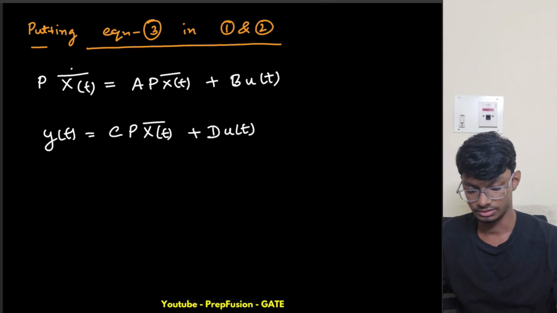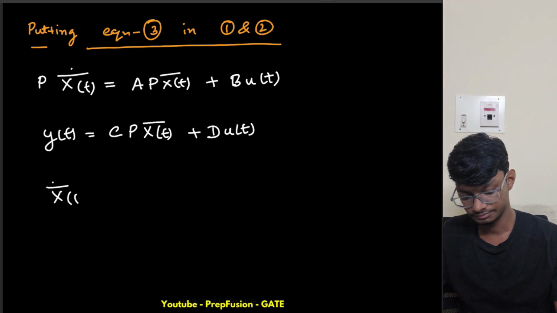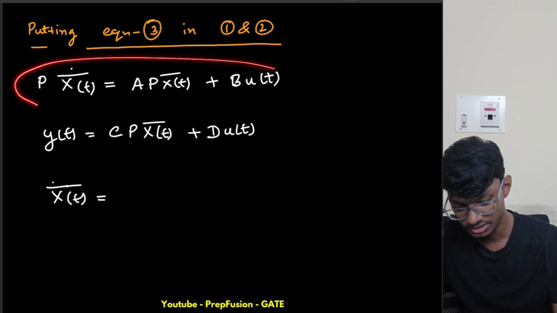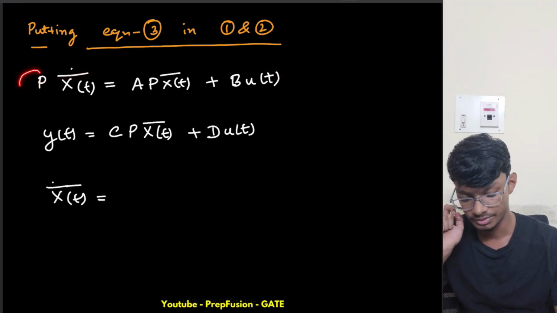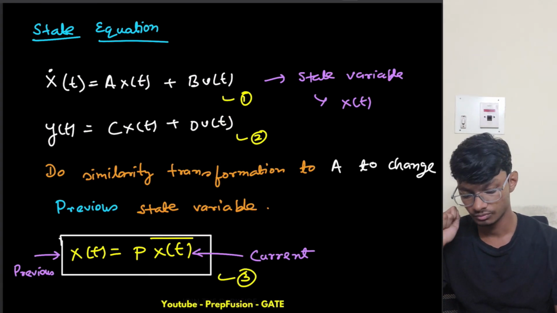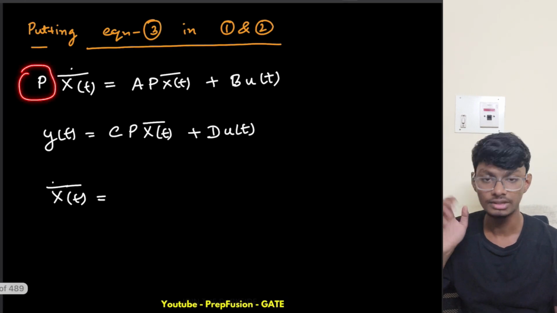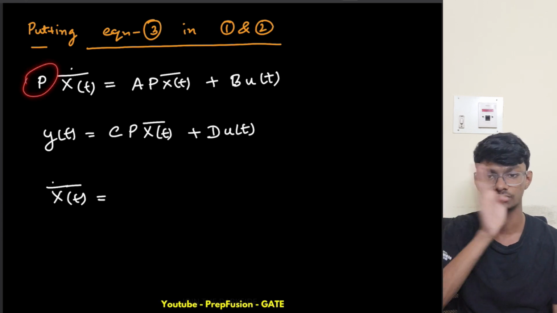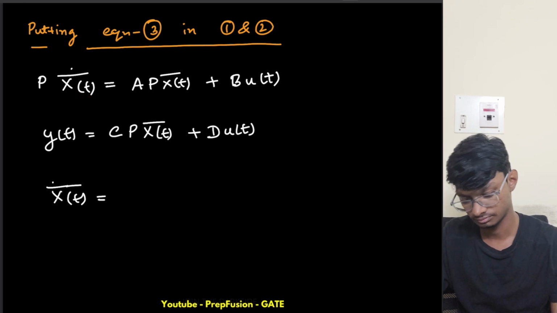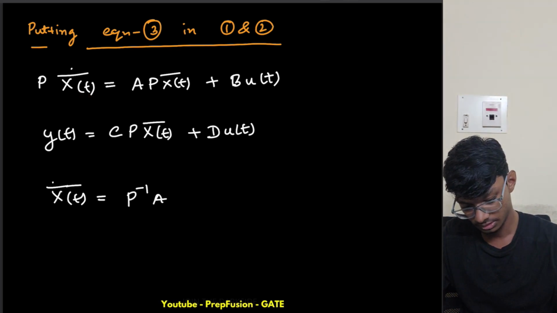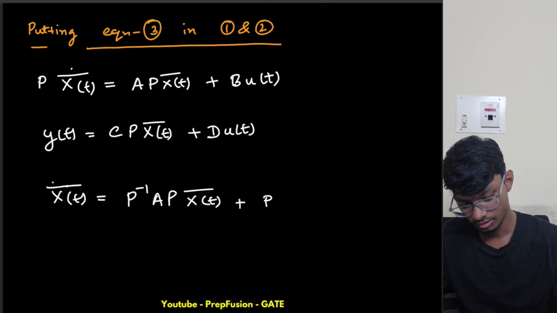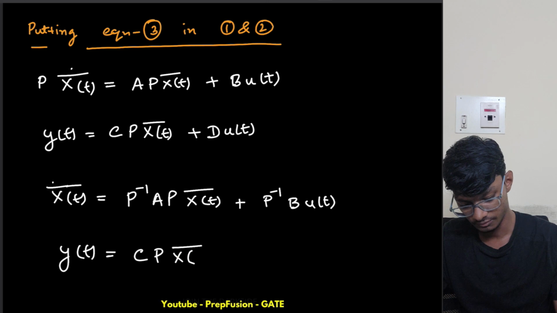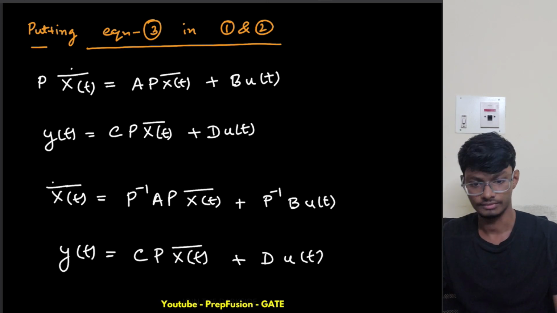So y of t equals C P x bar of t plus D u of t. Now x bar dot of t looks similar to the state equation, but it is not the state equation. Why? We have a P in front of it, but in our standard state equation we don't have any matrix there. We have to pre-multiply by P inverse on both sides to get only x bar dot. This gives P inverse A P, then P inverse B u of t, and y of t is C P x bar of t plus D u of t. So D doesn't change.